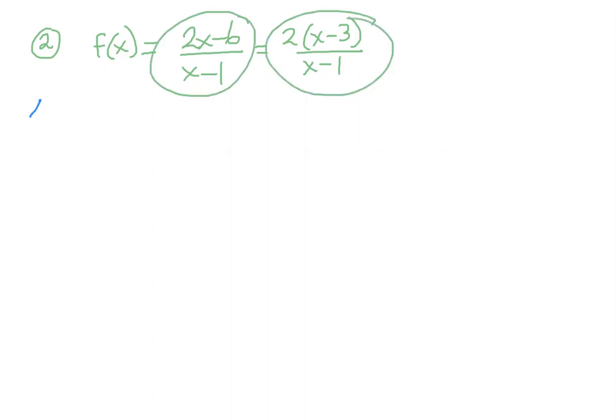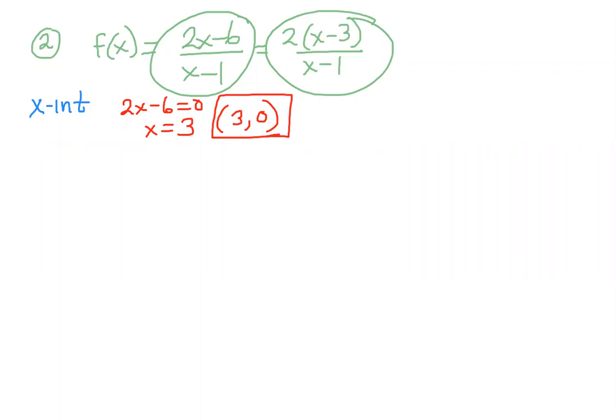So let's do the x-intercept by setting the numerator equal to 0. So I'm going to set this equal to 0, and I get x equals 3. So my x-intercept is 3, 0. Remember that your intercept is a point. It isn't just a number, it's a point. Then our vertical asymptote, we're going to take the denominator and set it equal to 0, and we get x equals 1. There's our vertical asymptote. Our vertical asymptote is always of the form x equals something.